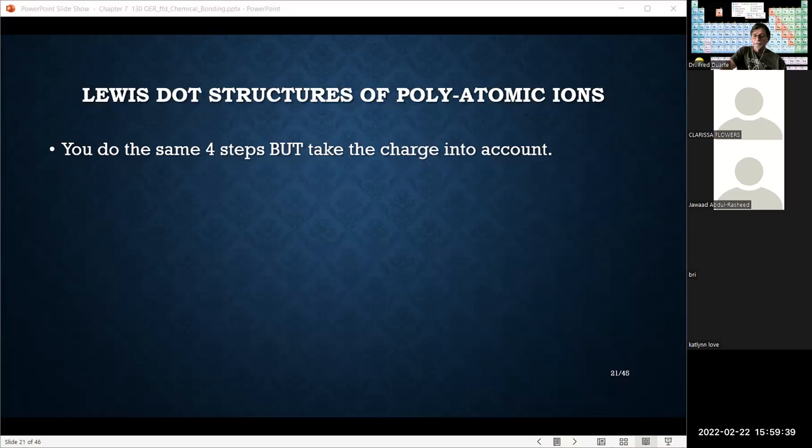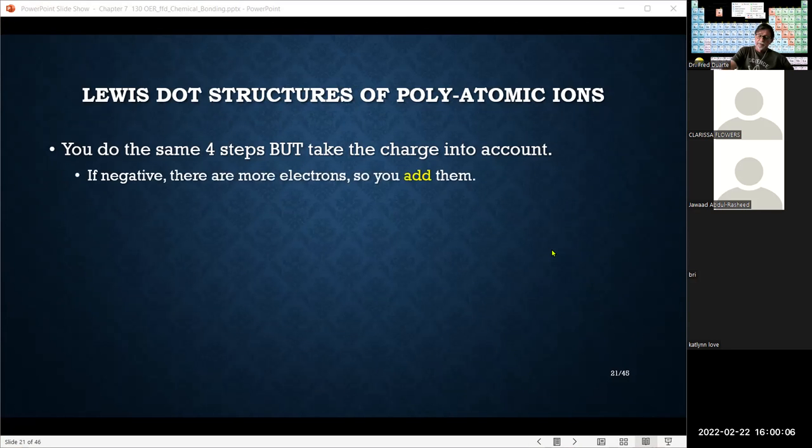All right, so let's talk about the Lewis dot structures for polyatomic ions. There's only two changes here. We first have to determine what's positive or negative. Now, the last thing is, when we draw the structure, we actually put a bracket around the structure we come up with, and then we put the charge for the polyatomic ion on the upper right corner. So let's do some examples.